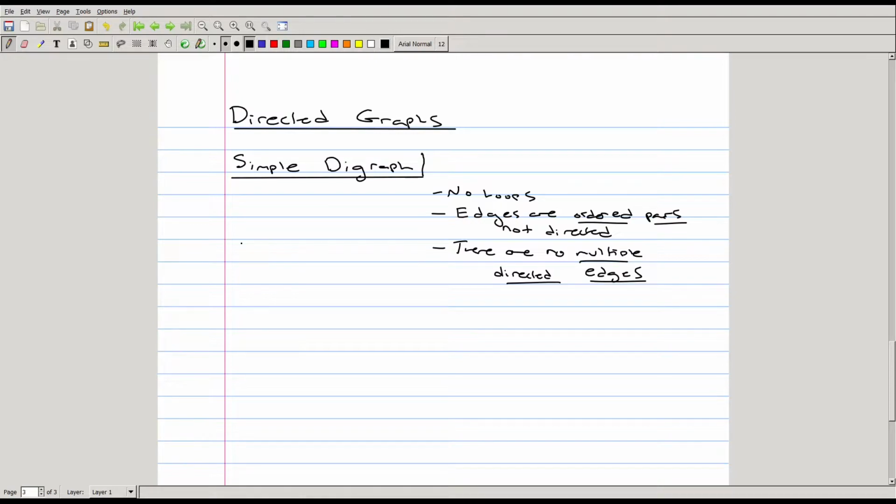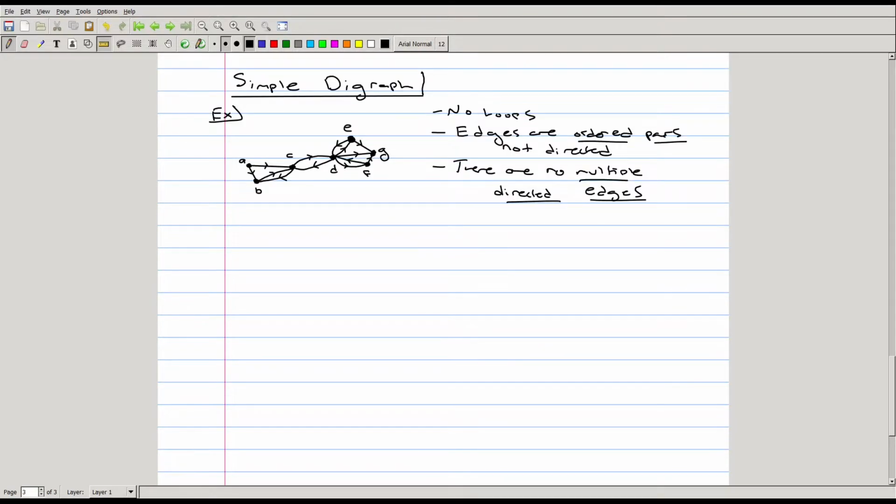So in between A and B, we can have the edge AB in the graph, the edge BA in the graph, but no more than one directed edge in any given direction or between any 2 vertices. And so this is an example of a simple directed graph. Each of the edges has a corresponding direction, which denotes the ordered pair that is in the graph. And this is an important point here.